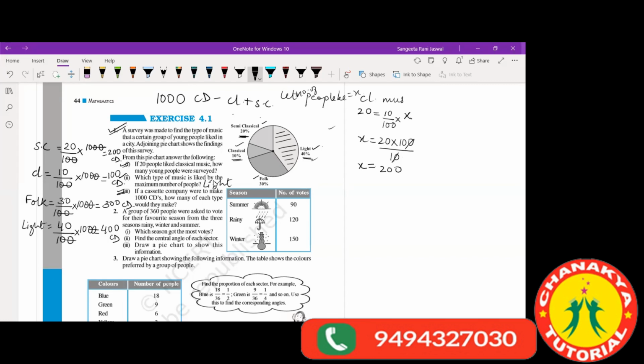So the question was asking the same thing. If a cassette company were to make 1000 CDs, how many of each type? Each type means semi-classical, classical, folk, and light music. So we have found out: for semi-classical, we will be making 200 CDs. For classical, it will be 100 CDs. For folk, it will be 300 CDs. For light music, it will be 400 CDs. Okay, children? Everyone understood this part?